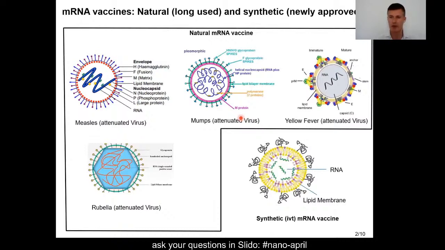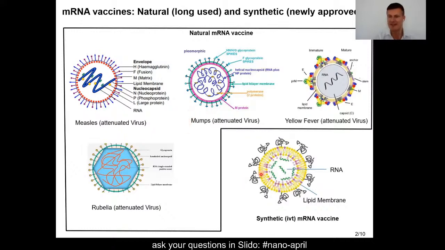mRNA vaccines are not new. They have been used for 100 years. The vaccines against measles, mumps, yellow fever, and rubella all consist of mRNA viruses that are attenuated. When injected, these vaccines deliver their messenger RNA into the host cells. The host cells produce the proteins of the viruses and mount an immune response.